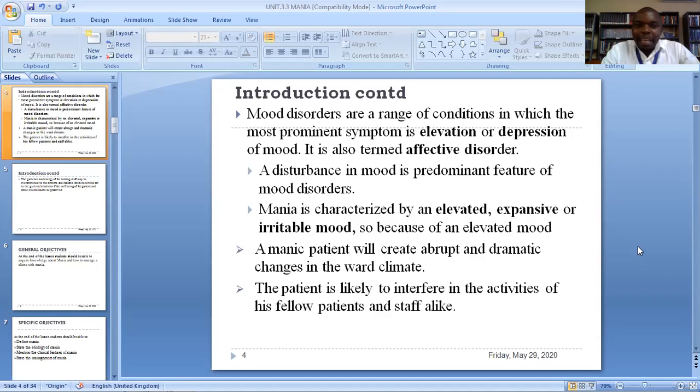Meaning that a manic patient can be highly communicative, and can easily be irritable. So the patient is likely to interfere in the activities of his fellow patients in the ward and the staff alike. Now, before we go into details of looking at mania, can we have some objectives that students should have in mind?